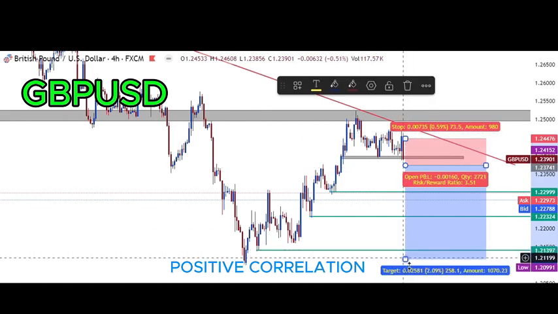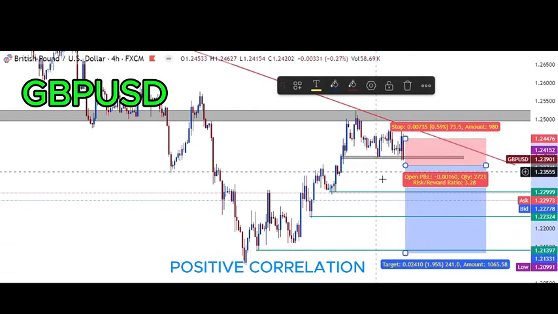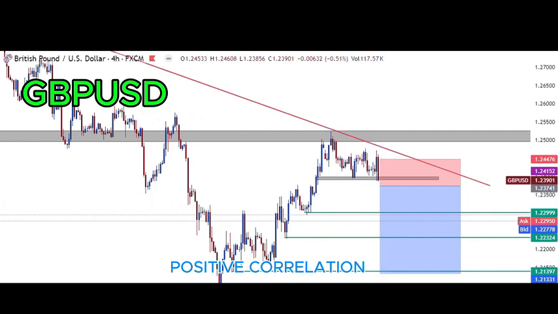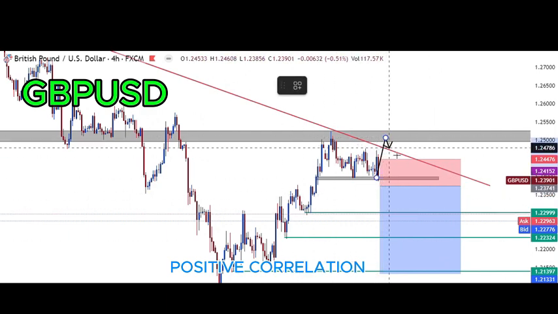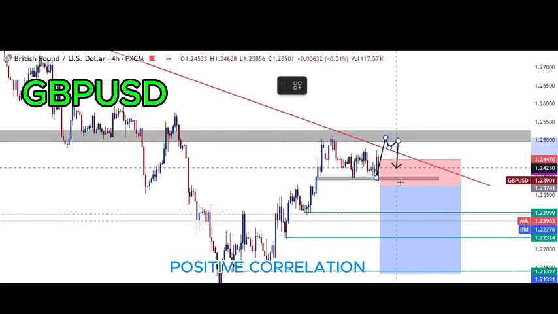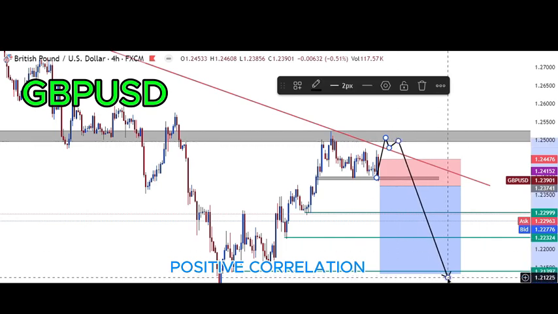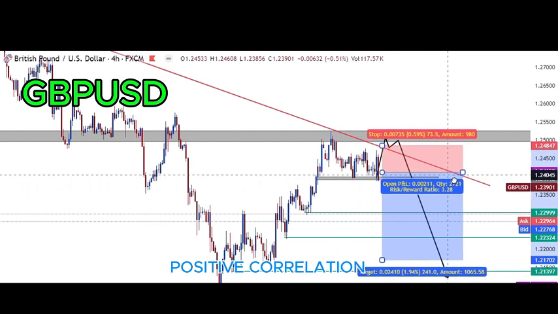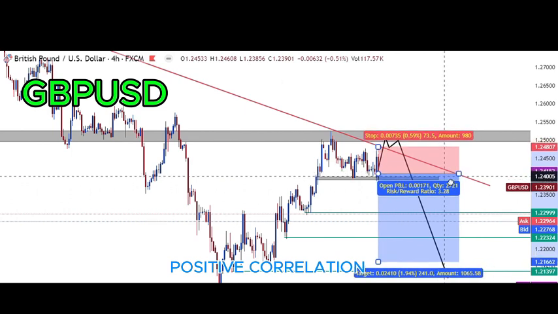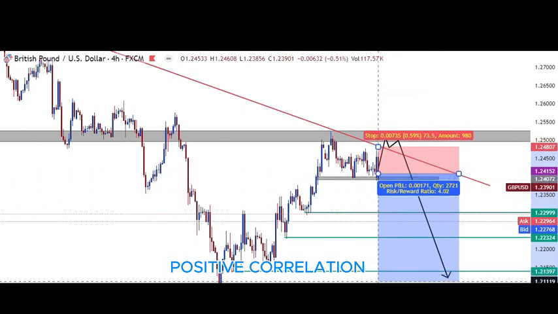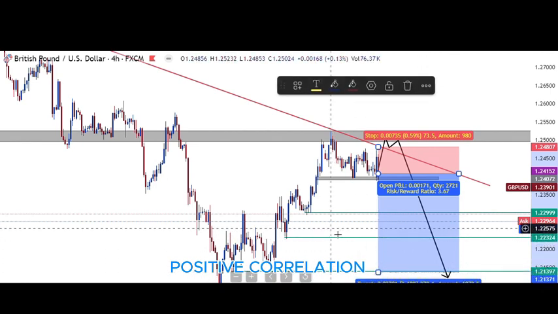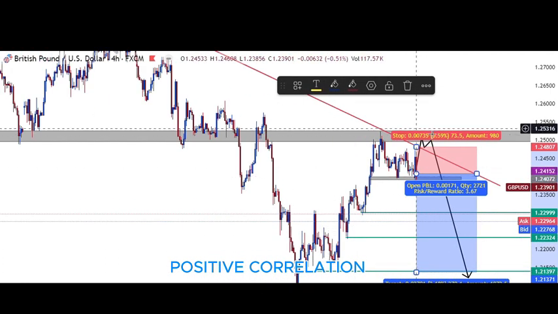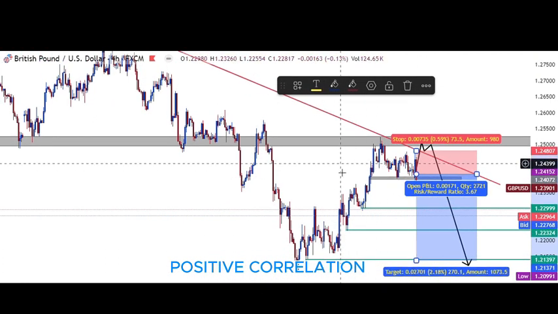There is also a possibility of the price returning to retest this level here before it drops all the way. So don't be quick to place your sell orders. Just wait for a confirmation before you place those orders. As you can see, GBP USD and Euro USD have a positive correlation, moving in the same direction, guys.